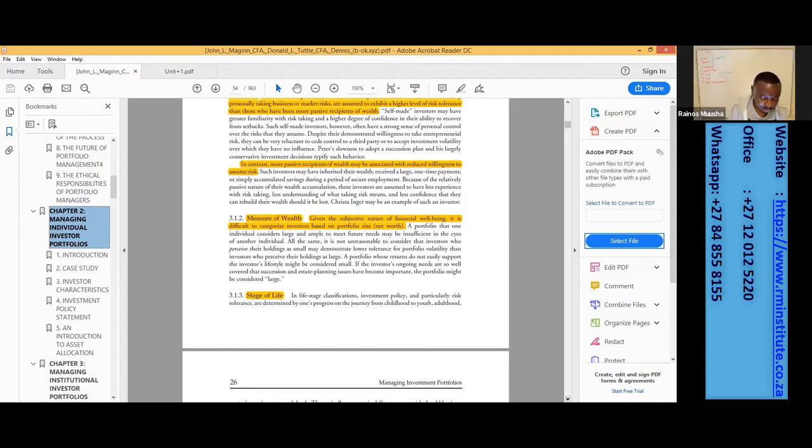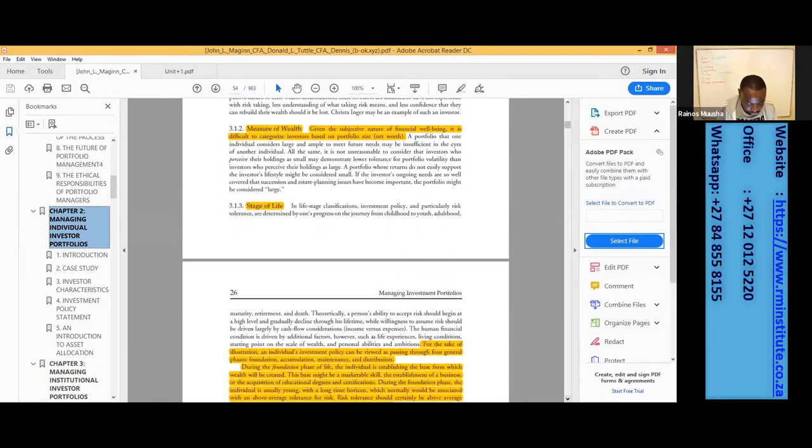So we're basically saying that when you look at the measure of wealth, although you have to use some caution there, the general assessment is usually that when an investor considers their wealth to be quite big, it is usually associated with higher willingness to take risk. And if their portfolio is considered to be quite small, it is usually associated with a lower willingness to take risk as well.